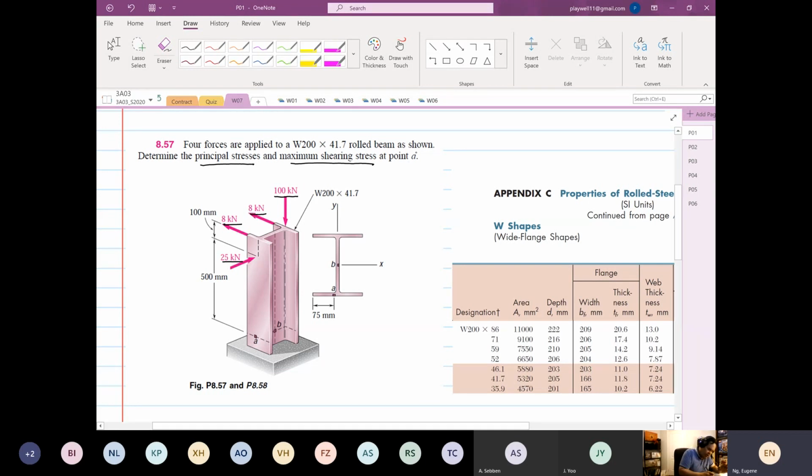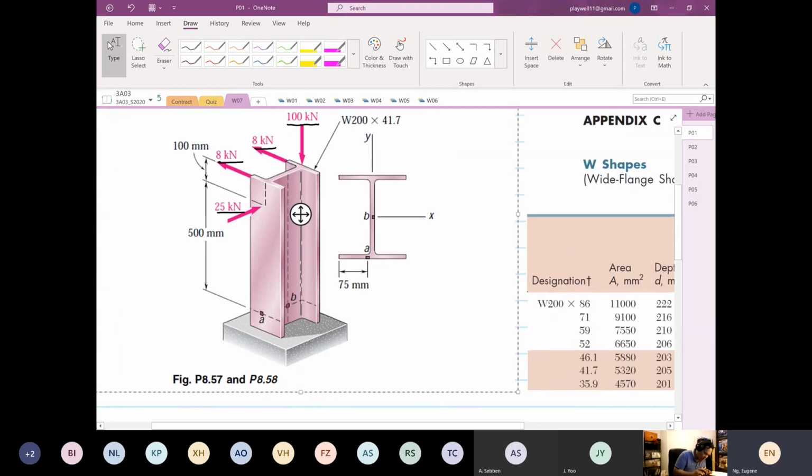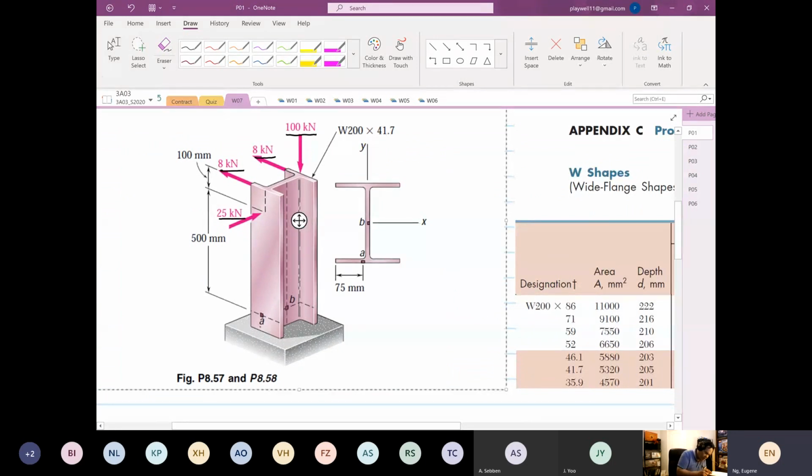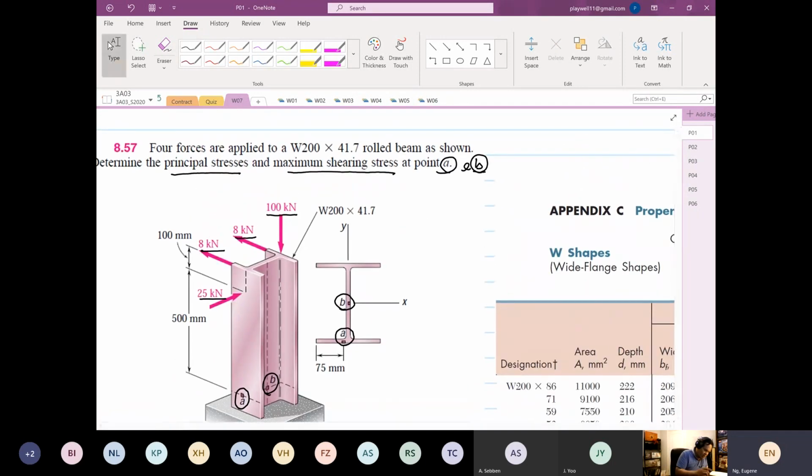So we look over here at where stress A, or element A, is. Over here you see a square, and that's where element A is. Over here is where element B is. If we look at a cross-sectional view, this is your element A location, and this is your element B location. Now this structure has the configuration of W200 by 41.7.